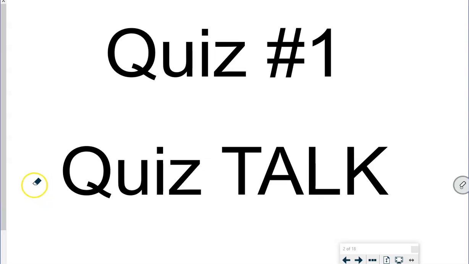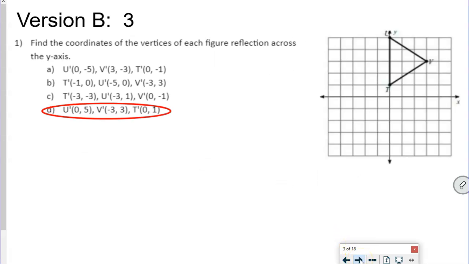So if you were absent on Friday, then you missed our quiz, and you need to pay attention here because I'm going to go over the questions from the quiz. So if you had version A, then this is the question. If you had version B, then it's number 3, okay? So here we're going to talk about what the question says.